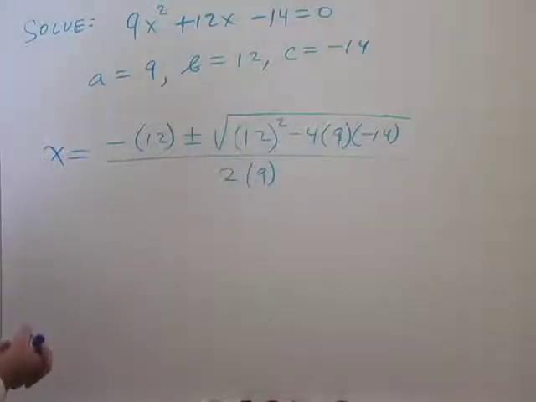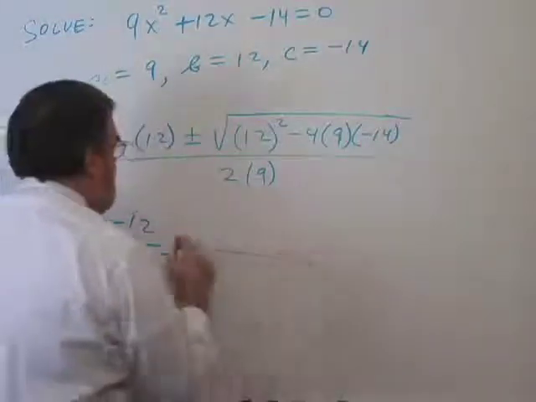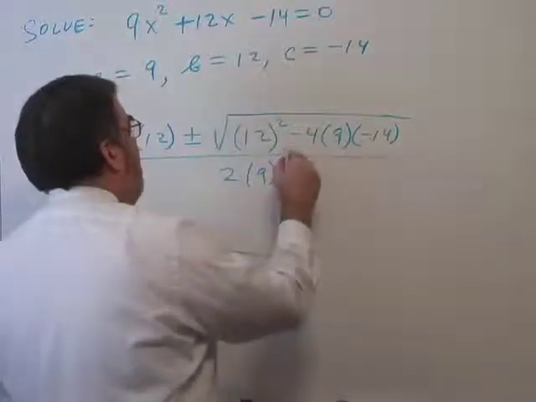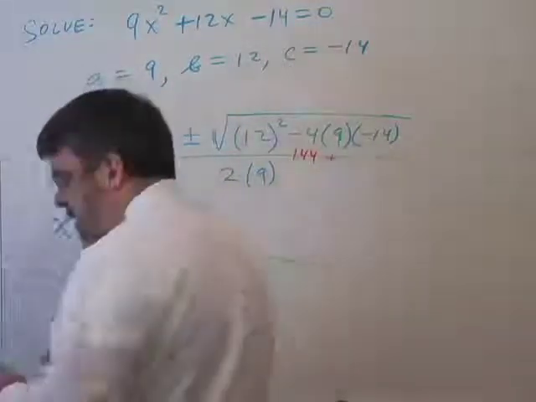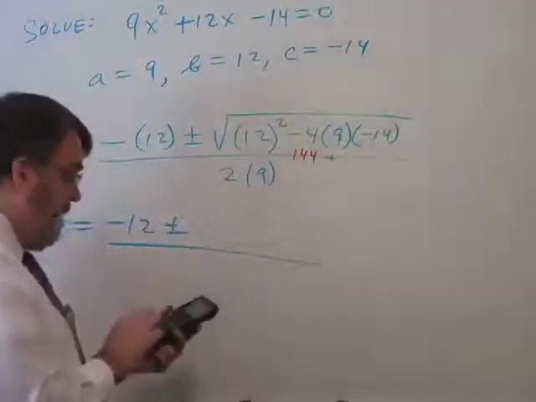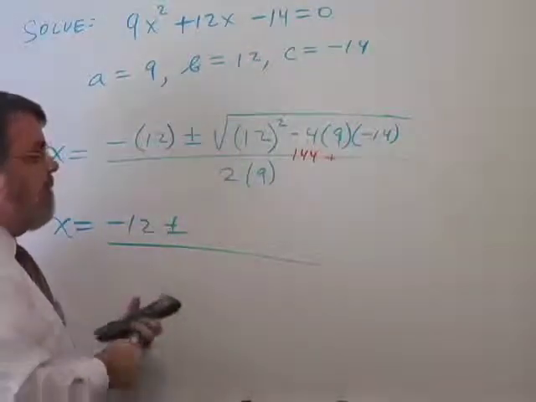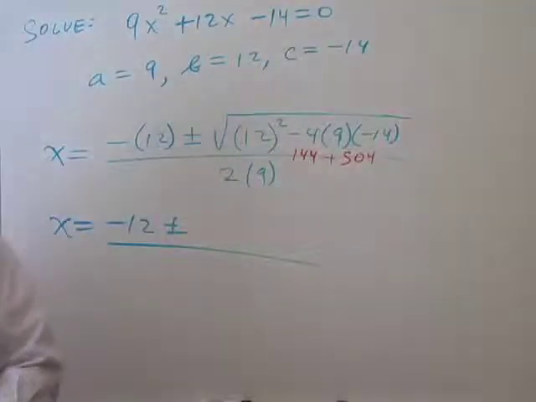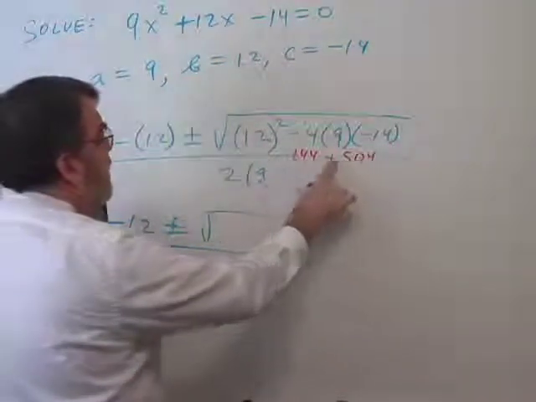And now we need to simplify this. And so let's see, x would be negative 12 plus or minus the square root of, up here we're going to have 144, and then the two negatives cancel, plus, and I think that's 504. I just want to double check myself. So 4 times 9 times 14 is 504. So when we add these numbers together, we have plus or minus the square root of, what would that be? 648 over 18.